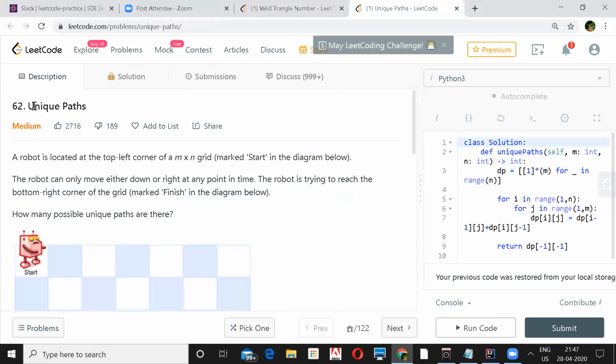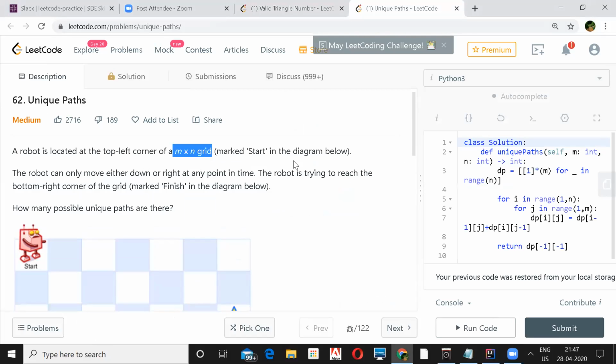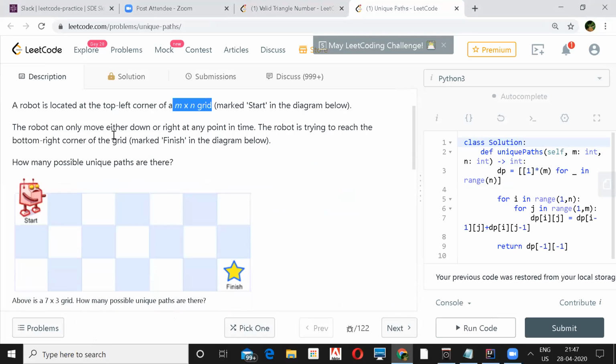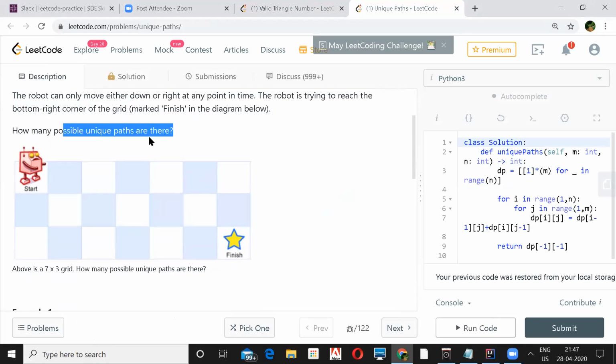So we have to calculate the unique paths. A robot is placed at the top left corner of an M by N grid, marked as start in the diagram. The robot can only move either down or right at any point of time and is trying to reach the bottom right corner of the grid. So we have to find the number of unique possible paths.